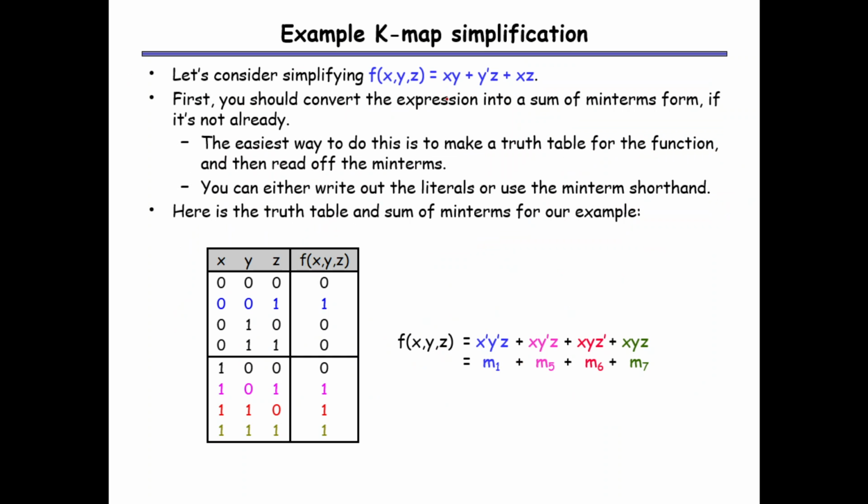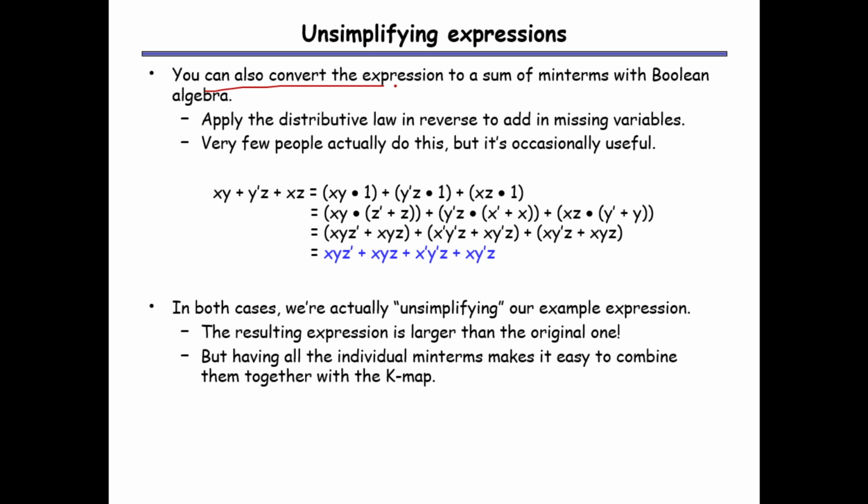Let's simplify the next function, f of x, y, z. First you should convert the expressions to minterms, if not already. The easiest way to do this is to make a truth table for the function and then read it off the minterms. You can either write out the literals, the minterm shorthand, from the truth table. You can also convert the expression to a sum of minterms using Boolean algebra.